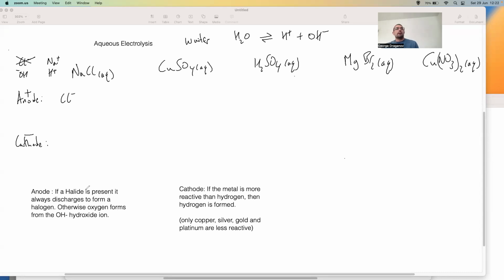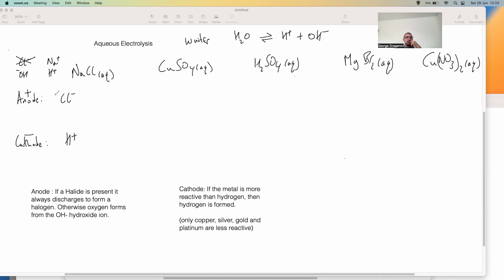So think of the halide as being the first place champion team that always wins. And think of the OH minus as being the second place team that can only win if the halide is not there. Now, on the other end, the negative electrode, we have a competition between these 2 positive ions or cations. Now, sodium is more reactive than hydrogen, which means you get hydrogen, not sodium. And this is the difference to the previous lesson where NaCl molten formed sodium here. We're actually going to form hydrogen here.